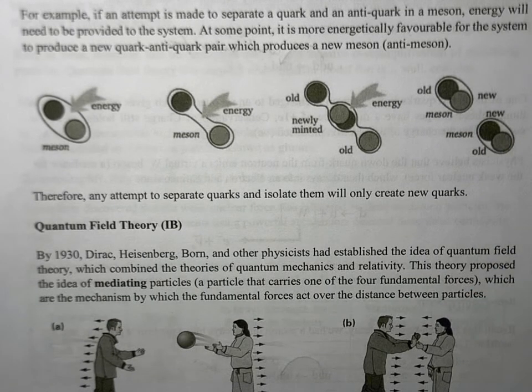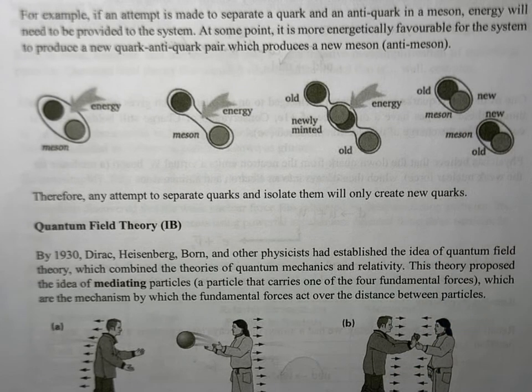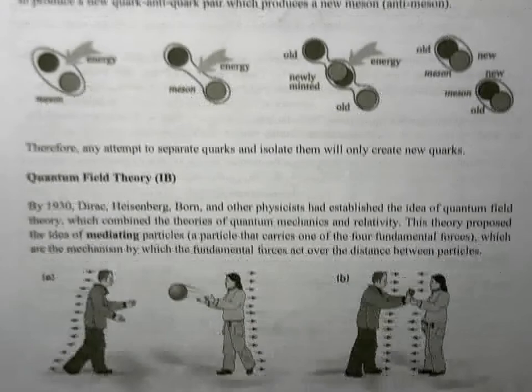mesons out of this instead. And each of these mesons is going to have a quark and an antiquark. So with any attempt to separate the quarks, we're actually just going to end up making new quarks out of this. So we can't actually separate or isolate quarks. And that's the gist of what quark confinement is.